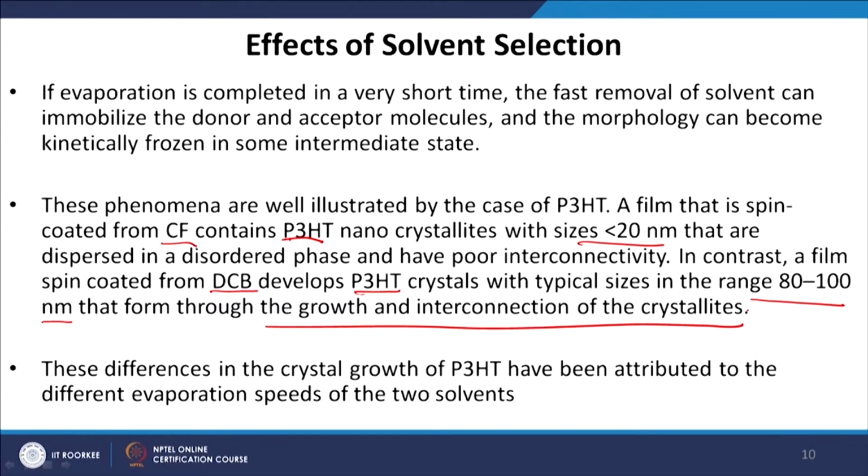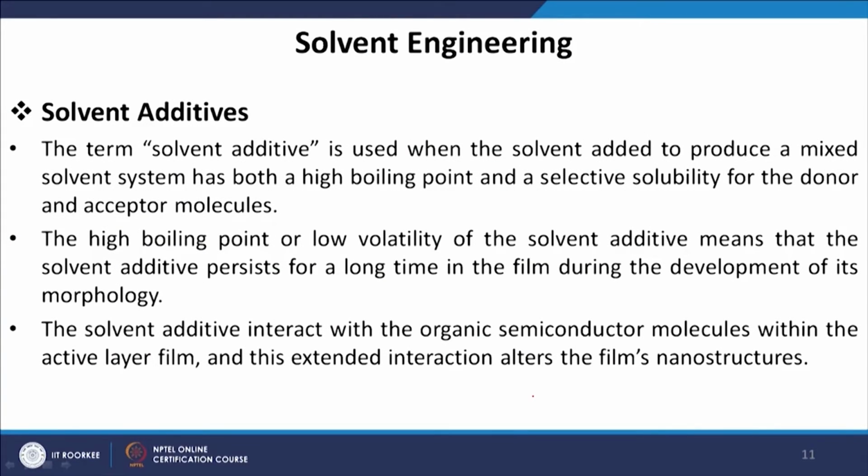This difference in the crystal growth of P3HT has been attributed to the different evaporation speeds of the two solvents. As I mentioned, the way the two solvents evaporate is completely different. If their boiling points are different, then one solvent will leave faster than the other. So, if the solvent leaves very fast, it will not give enough time for the material to crystallize or to grow a larger crystal grain. Whereas, if the solvent evaporation is slow, then the kinetics of the crystal growth becomes more controlled and you get larger crystallites. The next important part is the solvent additives.